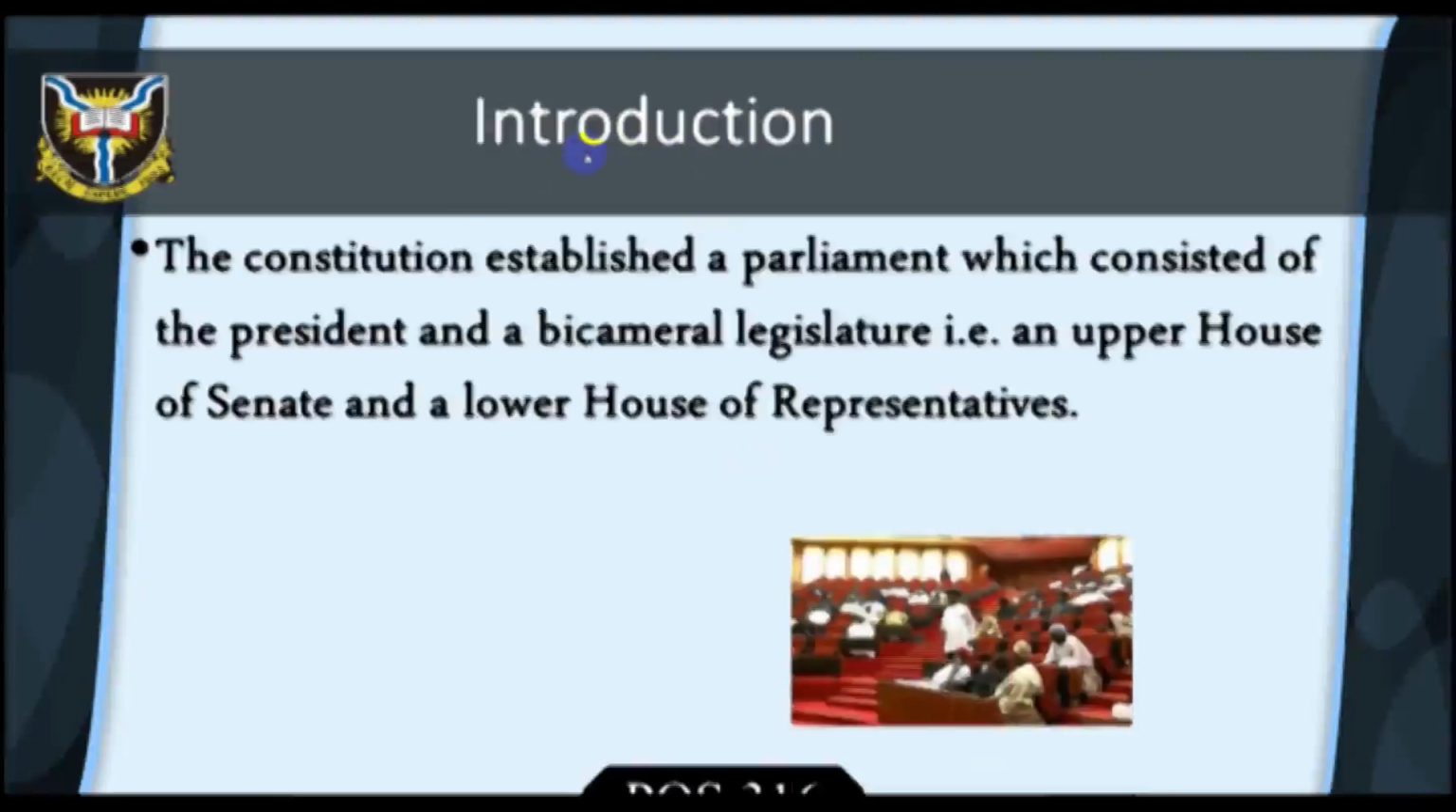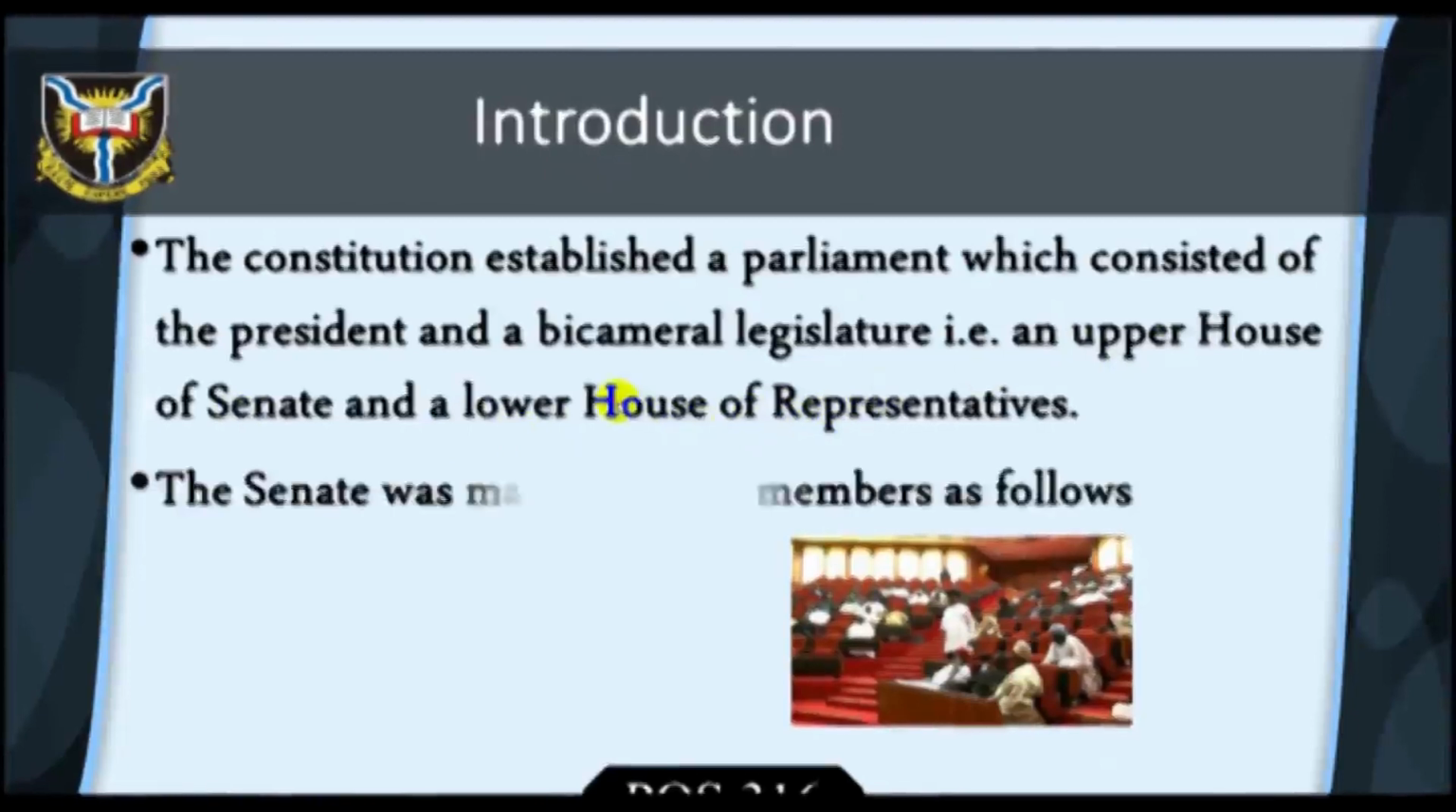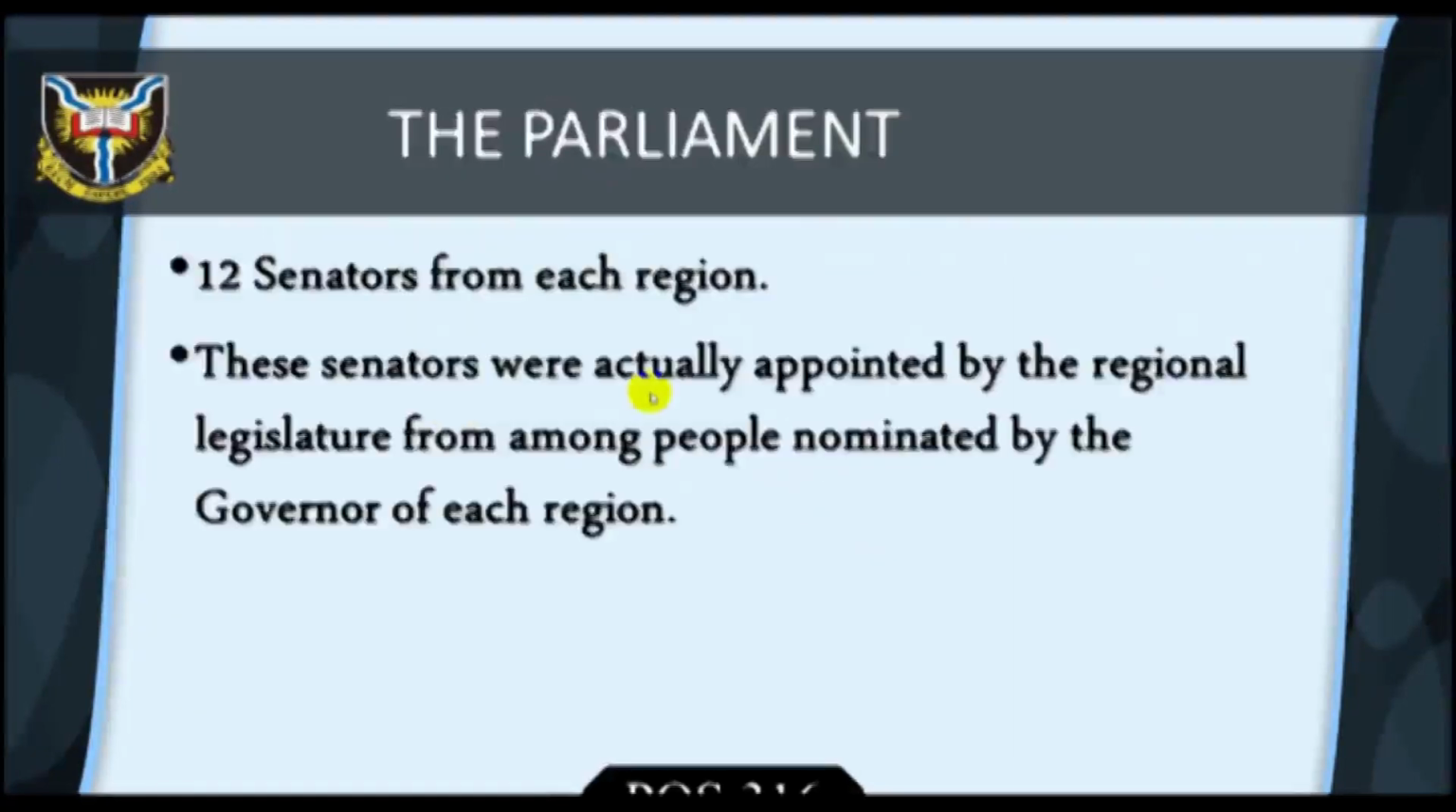The Parliament. The Constitution established a Parliament which constituted of the President and a bicameral legislature, that is, an upper house of Senate and a lower house of Representatives. The Senate was made up of 57 members as follows: 12 senators from each region. These senators were actually appointed by the regional legislature from among people nominated by the governor of each region. Lagos also contributed 4 senators made up of the Oba of Lagos and a white cap chief, and 2 other persons chosen by the Prime Minister.